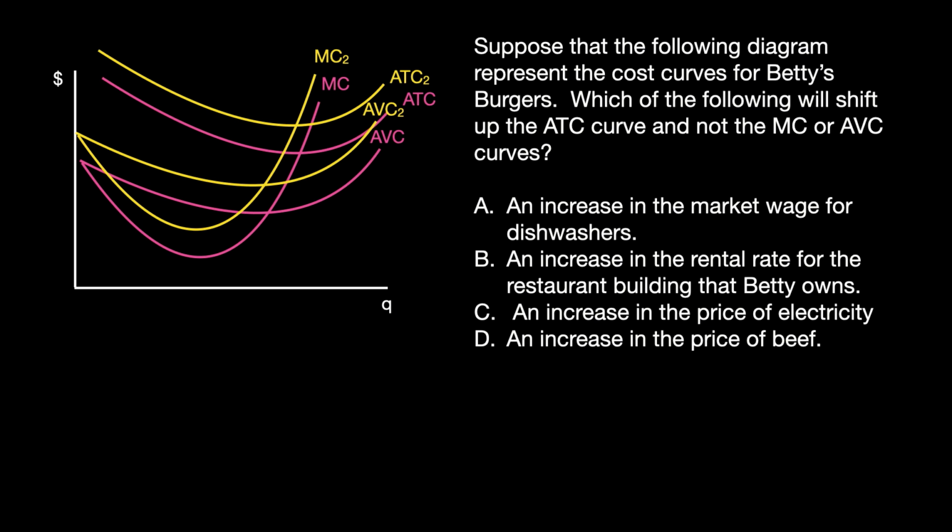Here we have drawn all of the original cost curves in pink and all of the new cost curves in yellow so that they are easier to see. The vertical distance between average variable cost and average total cost remains unchanged because average fixed cost does not change when there's a change in variable costs. An increase in the market wage, the price of electricity, or the price of beef are all examples of changes in variable cost.